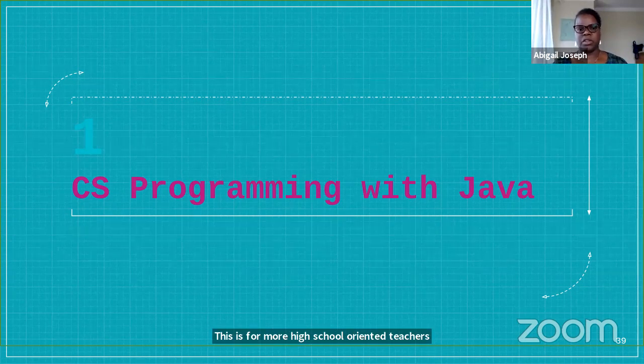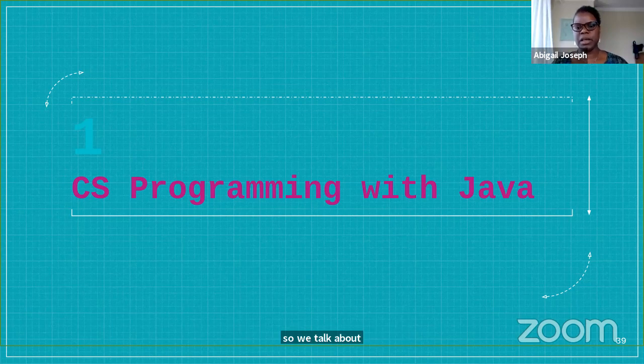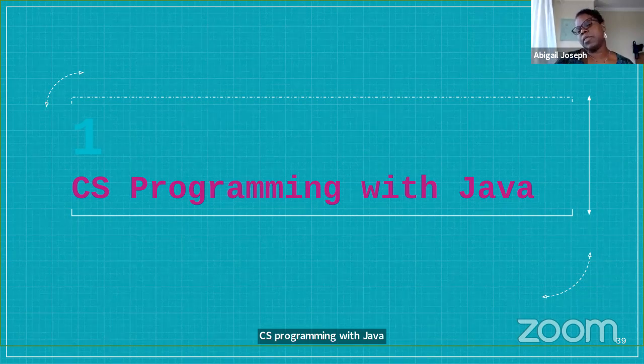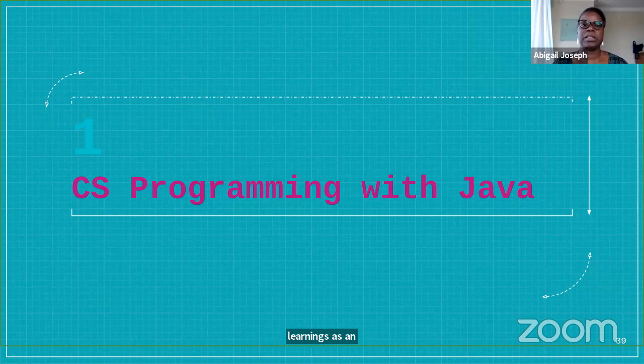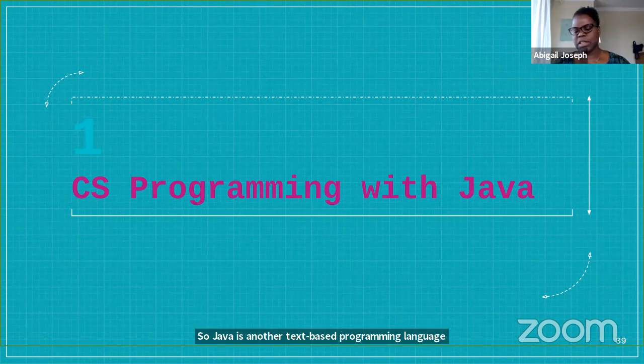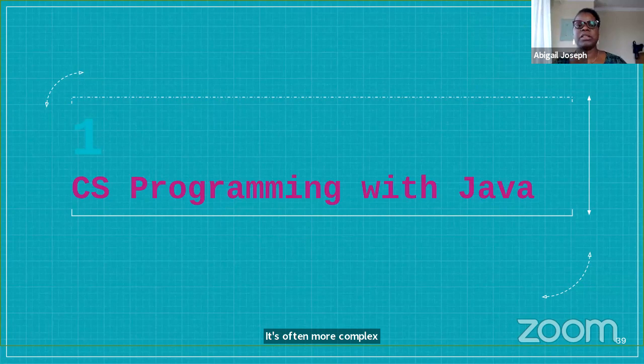So Java is another text-based programming language. It's often more complex. People use Python as a starter text-based language because it doesn't have a lot of syntax. And syntax is just all of the semicolons and curly braces, all of those notions of the language that are needed. And so Java tends to be a more advanced language that is taught now in high school and in college.